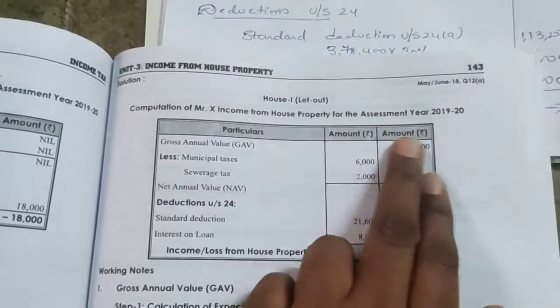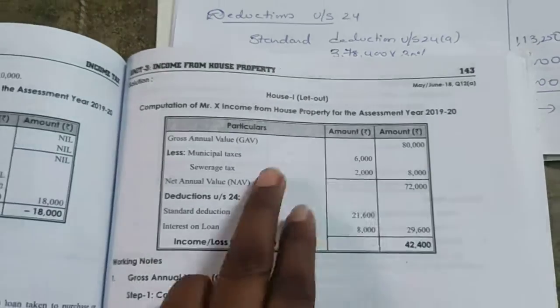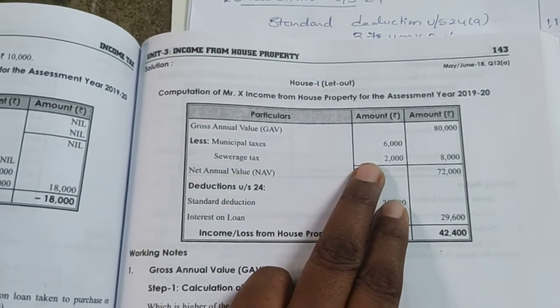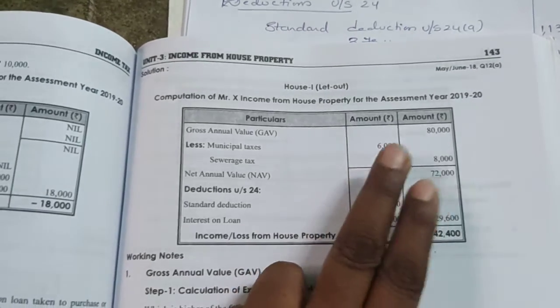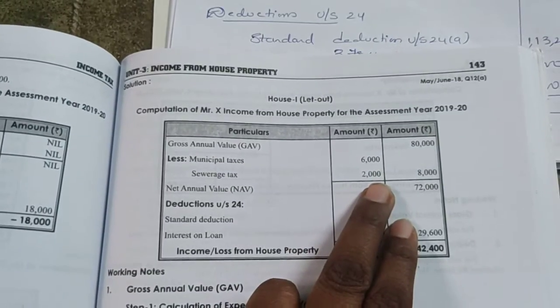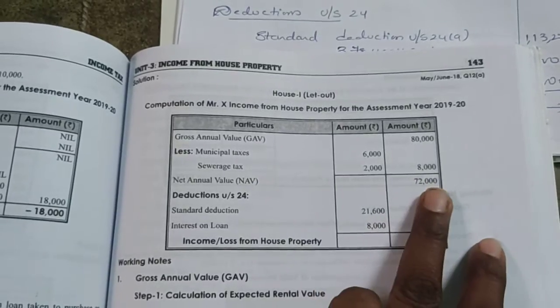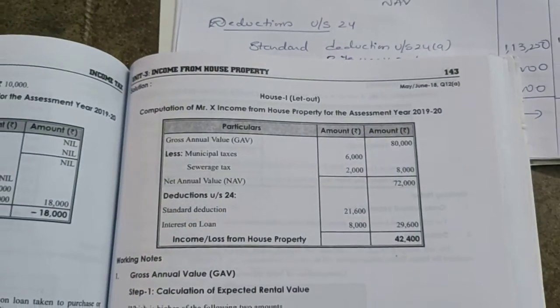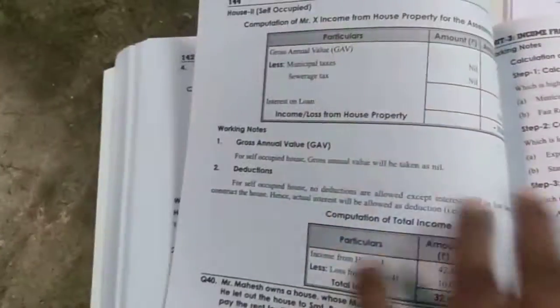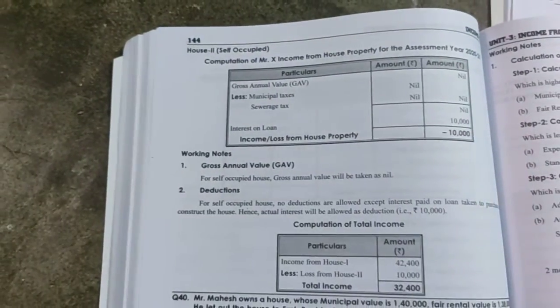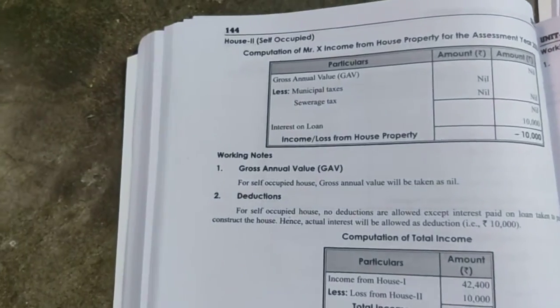See here, GAV you should get 80,000. From that deduct municipal taxes. What he has said, 10% on municipal value you have to calculate, and minus sewerage tax also. So afterwards you will be getting NAV. Next standard deduction, next interest on loan. And next, afterwards self-occupied. So in case of self-occupied, what I have said, NAV itself is nil. Only interest on loan we have to take.